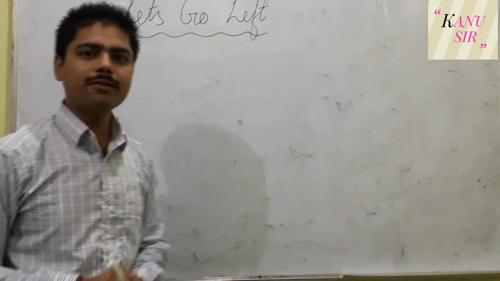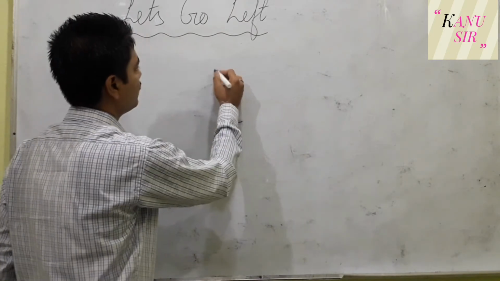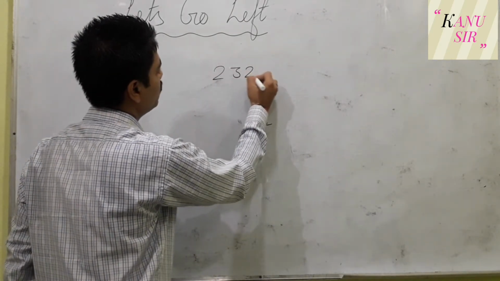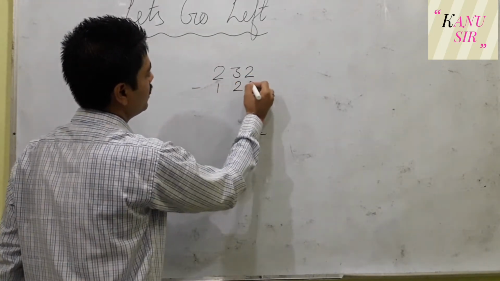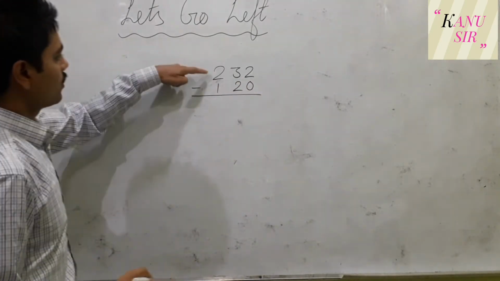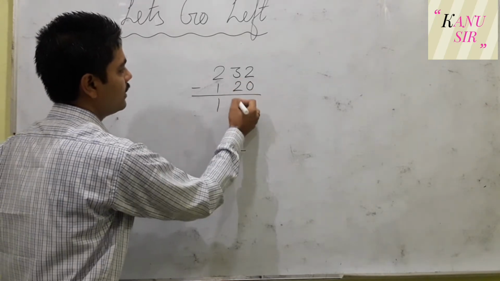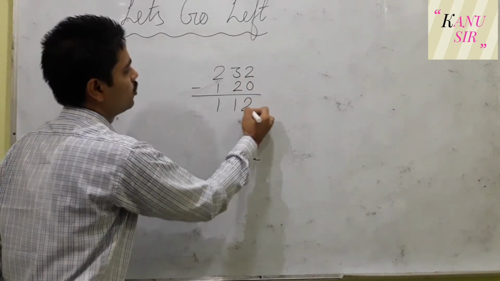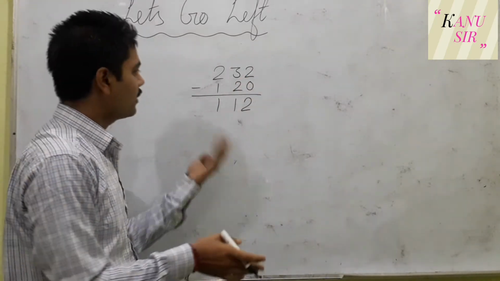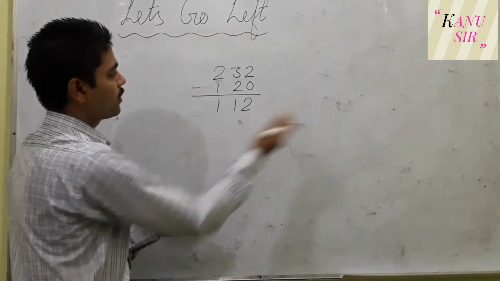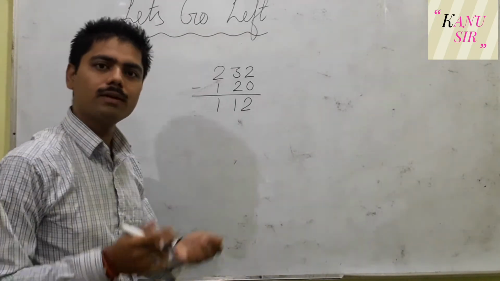I hope it is interesting for you. Let us go for 3 digits. 232 minus 120. 200 minus 100 is 100. 30 minus 20 is 10. 2 minus 0 is 2. You may still again say, sir, it is a simple one. We could have done it from right to left. There is no problem of carryover.